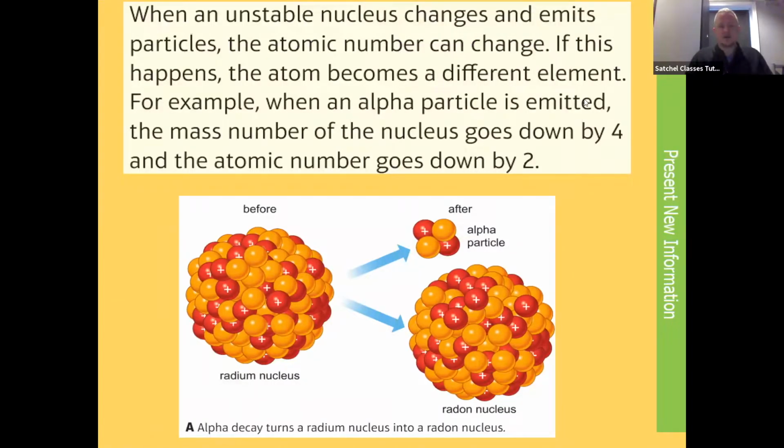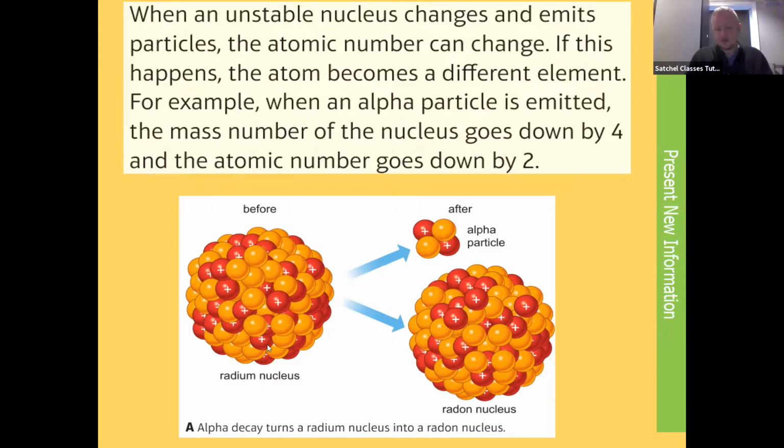So when an unstable nucleus changes and emits particles, the atomic number can change. If this happens, then the atom becomes a different element. For example, when an alpha particle is emitted, the mass number of the nucleus goes down by 4 and the atomic number goes down by 2. Now, this is important because once that happens, the element moves along the periodic table. Its mass goes down by 4, the atomic number goes down by 2, so it moves back along the periodic table, depending on what element you started with.